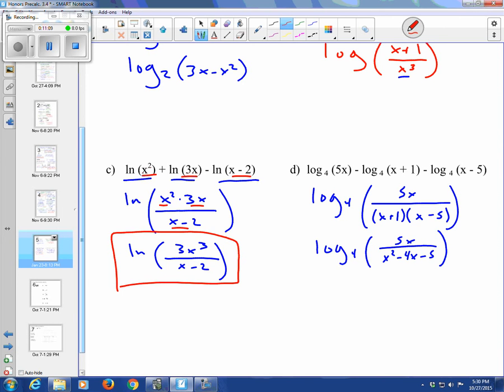Okay, so in this last expression, we've got a positive log base 4 and two negative log base 4s, right? So basically what we can think is this 5x, when we condense into 1 log base 4, will be multiplied in the numerator, and our x plus 1 and our x minus 5 will be multiplied in the denominator since they are inside negative logarithms. And when we simplify this, we are going to get log base 4 of 5x divided by x squared minus 4x minus 5.